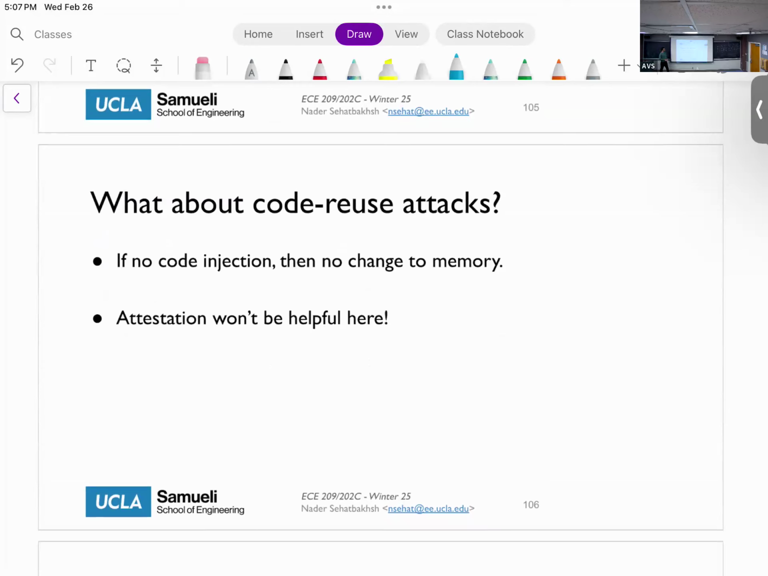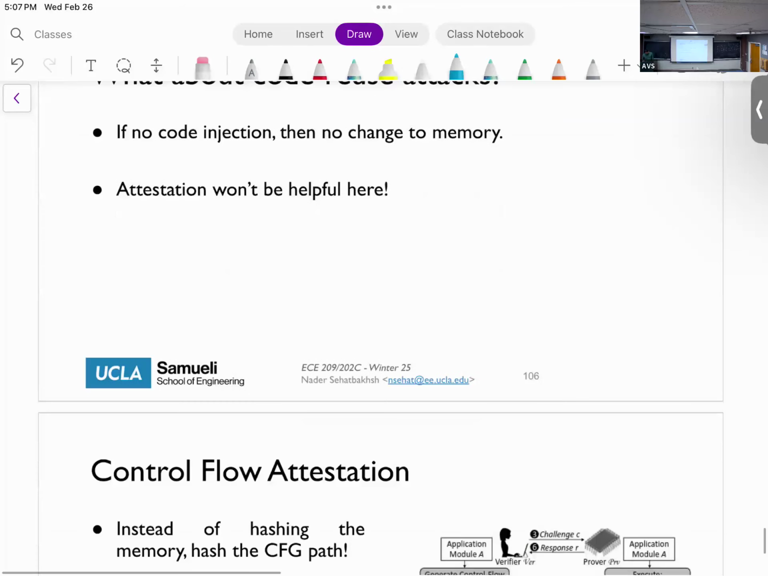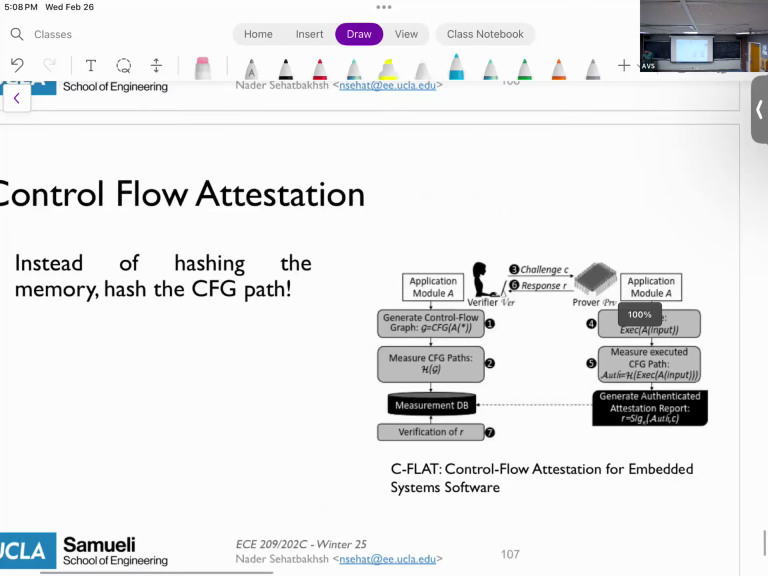One thing that you might also wonder is, does attestation fix the issue of code reuse attacks? And the answer to that is no, because attestation is only checking whether your program has been modified. If you use the existing code in the program, attestation is not going to fix that problem. So attestation is useful for code injection, but it's not helpful for code reuse attacks. So how do we fix the code reuse attacks?